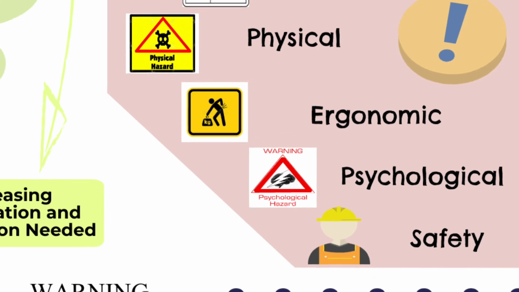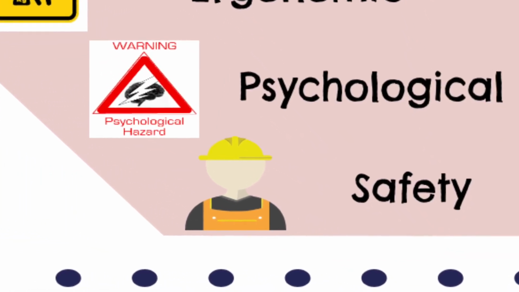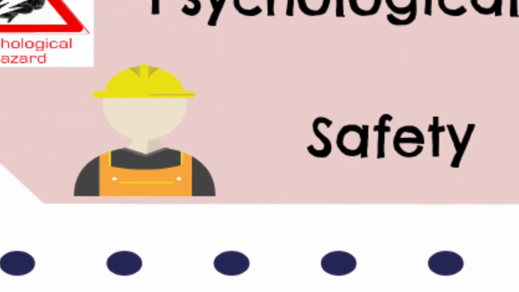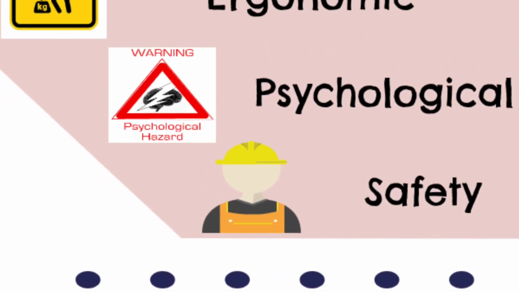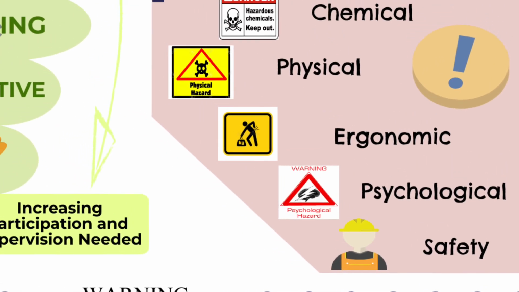Safety. Safety hazards are those that create unsafe working conditions. For example, exposed wires or a damaged carpet might result in tripping hazards. These are sometimes included under the category of physical hazards.